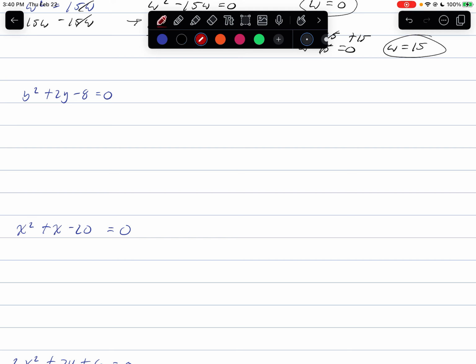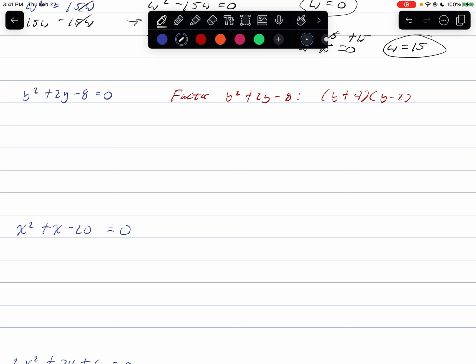So if we want to factor, let's start this, factor y squared plus 2y minus 8. We need to find two numbers that multiply together to give us negative 8 and add together to give us 2. Okay, so what two numbers would multiply together to give us negative 8 and add together to give us 2? Okay, well, we could do 4 and negative 2. So if you take 4 times negative 2, we get negative 8, and then if you add negative 2 to 4, you get positive 2. So we can actually write this as y plus 4 times y minus 2.